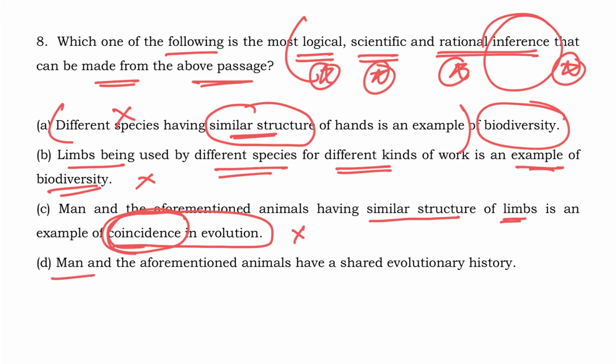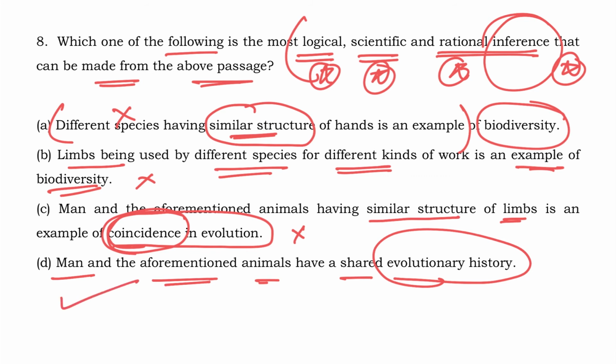Man and the aforementioned animals have a shared evolutionary history here. So this is the most logical, scientific and rational inference that can be drawn amongst all the four options here. So option D is the right answer here. So moving on to the next question.